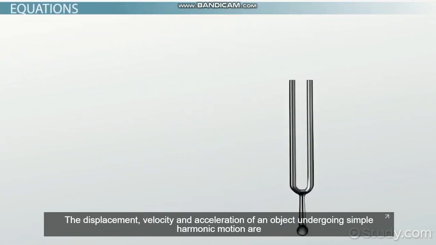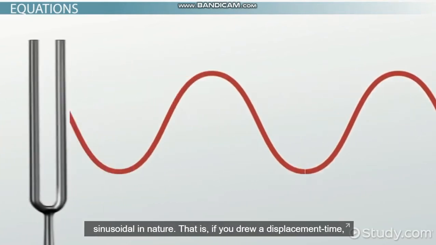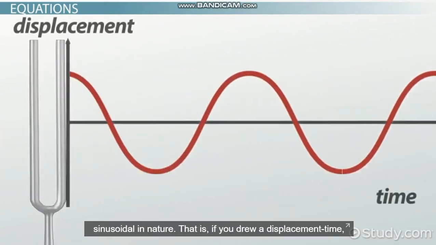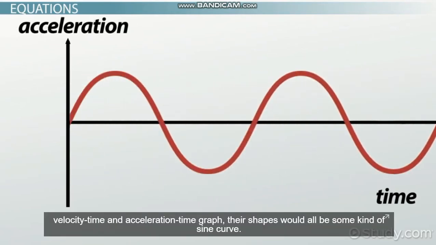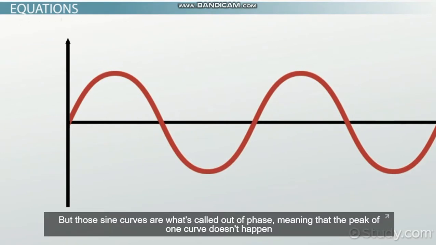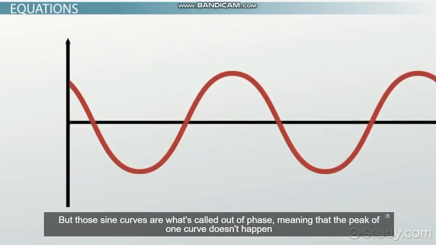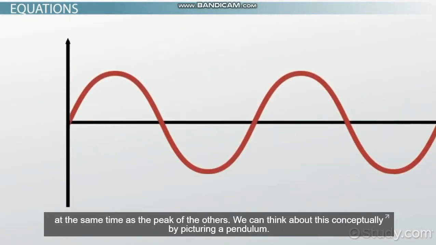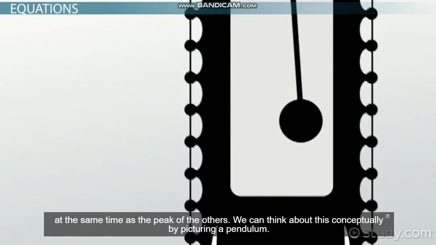The displacement, velocity, and acceleration of an object undergoing simple harmonic motion are sinusoidal in nature. That is, if you drew a displacement time, velocity time, and acceleration time graph, their shapes would all be some kind of sine curve. But those sine curves are what's called out of phase, meaning that the peak of one curve doesn't happen at the same time as the peak of the others. We can think about this conceptually by picturing a pendulum.